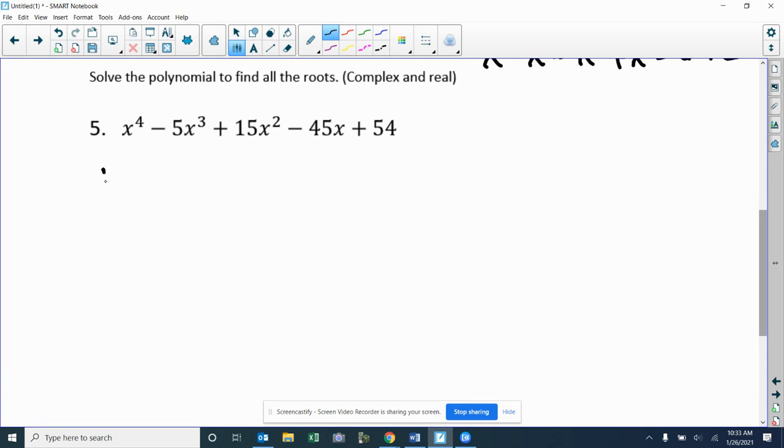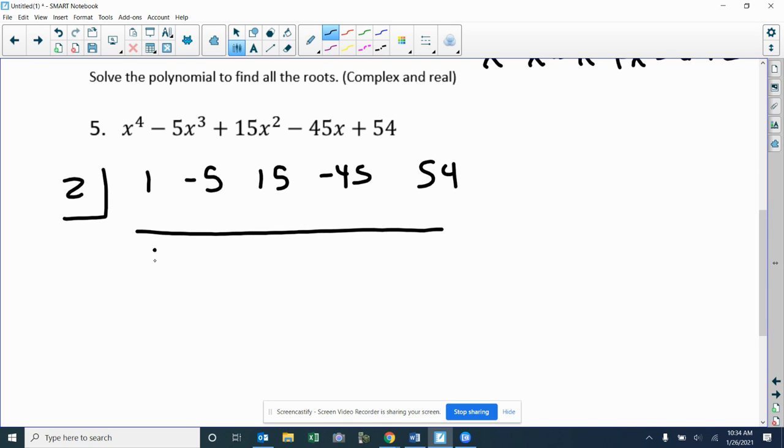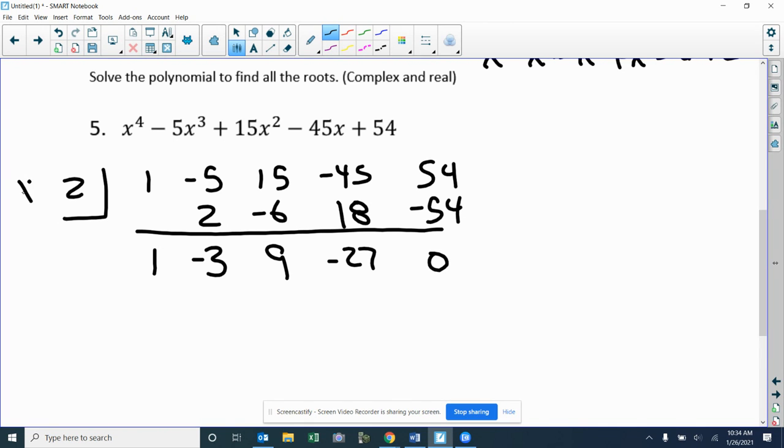All right, anybody got a number for me that might work? 2. Thank you. Again, check and make sure we need any zeros, which we don't. 1, negative 5, 15, negative 45, and 54. 1 comes down, that gives me 2, that gives me negative 3, that gives me negative 6, that gives me 9. That gives me 18, that gives me negative 27, which gives me negative 54, which gives me 0. So we chose a good one.